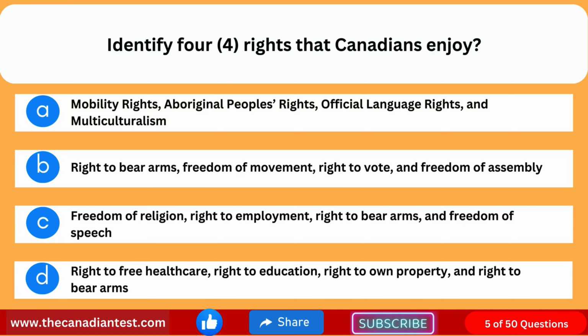Identify 4 rights that Canadians enjoy. Option A, mobility rights, Aboriginal people's rights, official language rights, and multiculturalism. Option B, right to bear arms, freedom of movement, right to vote, and freedom of assembly. Option C, freedom of religion, right to employment, right to bear arms, and freedom of speech. Option D, right to free healthcare, right to education, right to own property, and right to bear arms.